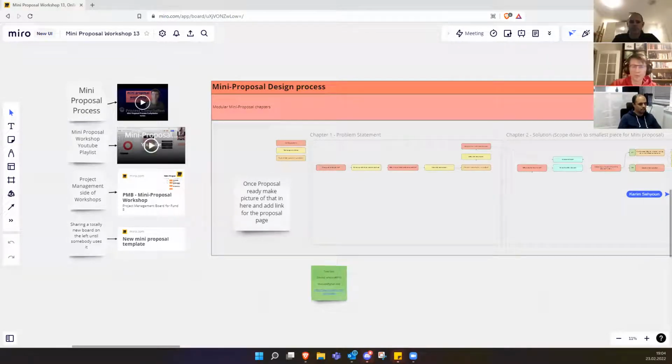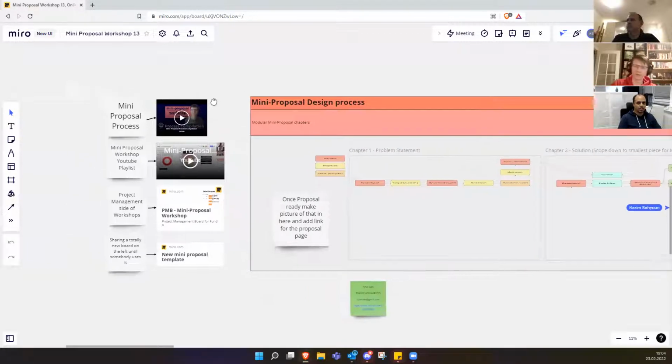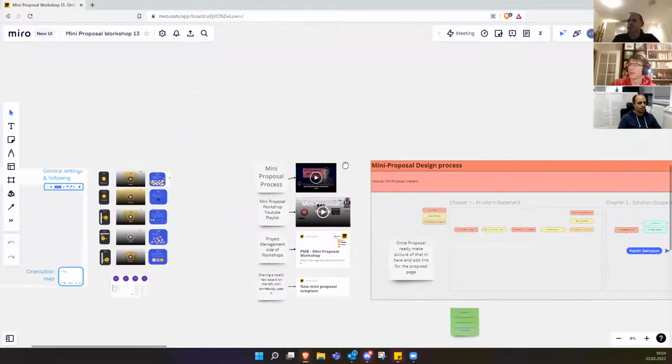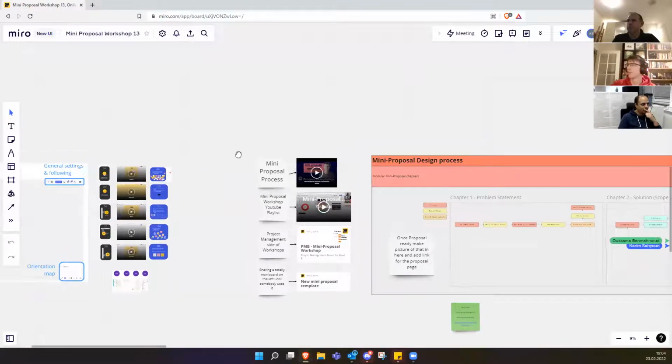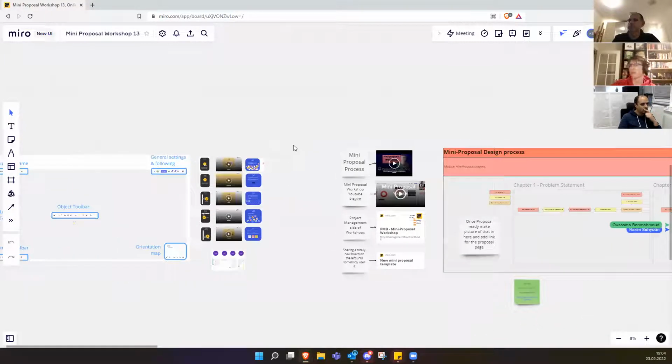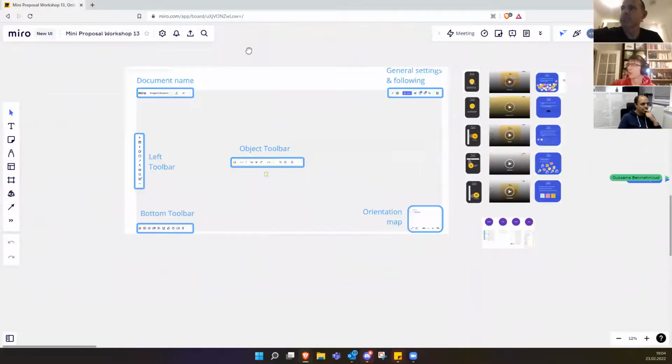Hello, welcome to mini proposal workshop 13. And today, in this short time, we have 6 participants. I'm going to quickly go over the mini proposal workshop, but before I do, I will introduce people to the Miro board.